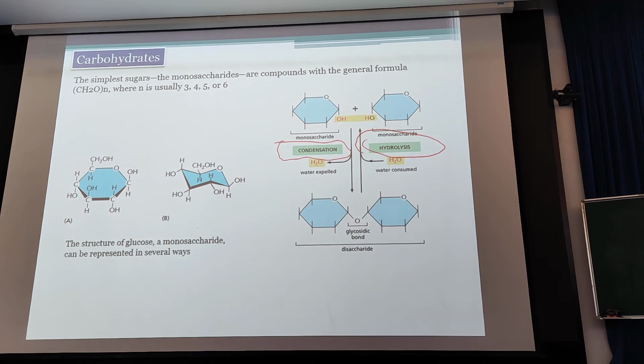Two monosaccharides, so it expels 1 water molecule, and we have a disaccharide. This is a covalent bond, pay attention, a covalent bond formed by a condensation reaction. And in reverse, we have hydrolysis. It takes 1 water and separates one molecule into two monosaccharides.